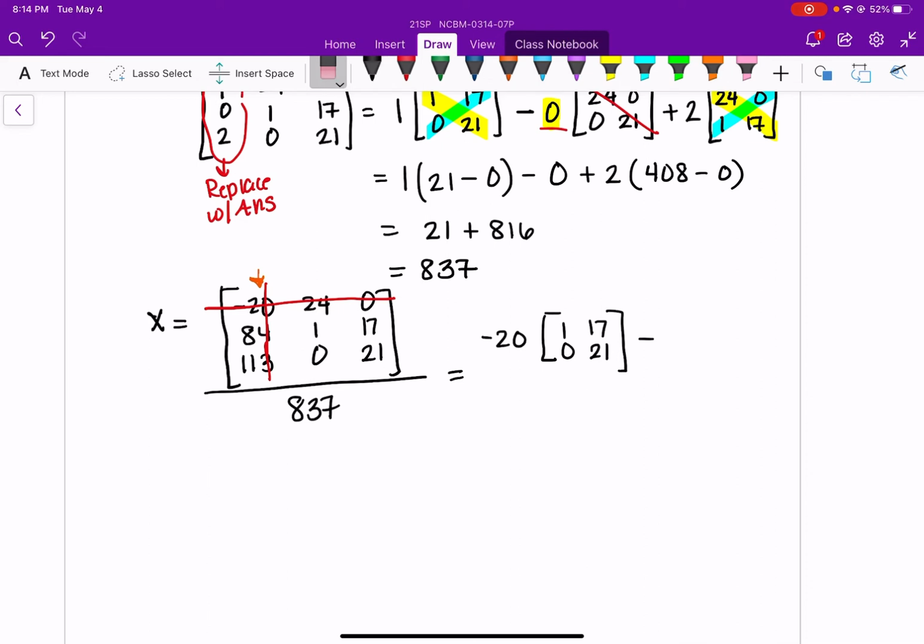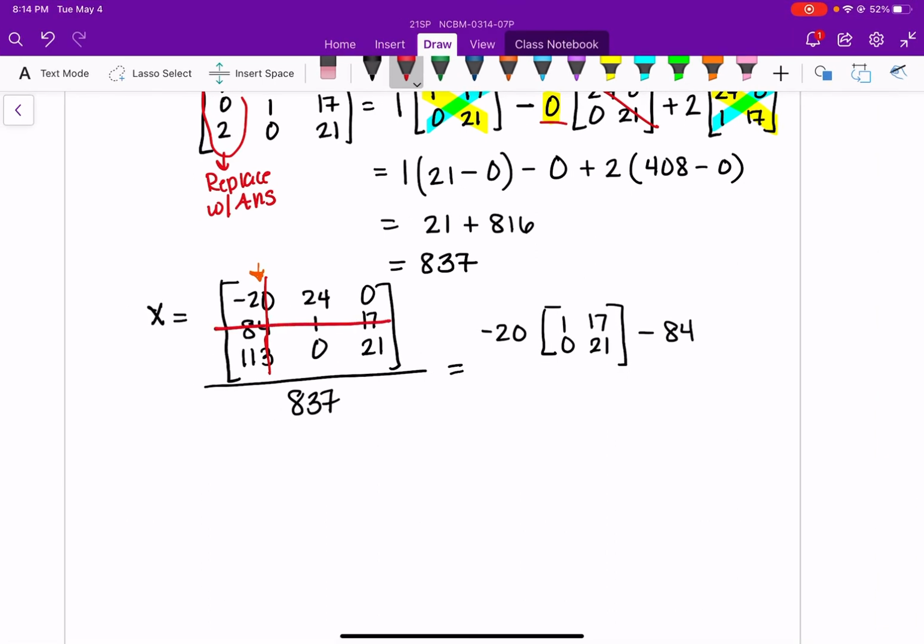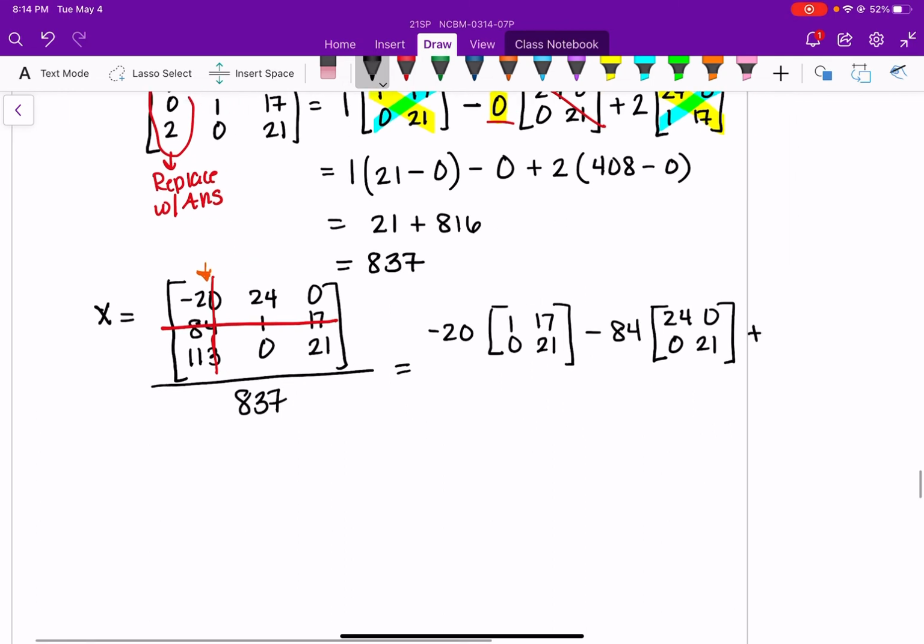minus, so now I do the same thing with the second one here. I've got 84. So I'm still taking away the first column. Now we're taking away the second row. So this is going to give us 24, 0, 0, 21, plus, and now we're doing the last one with the 113. So we've got 113. This is still taking away that first column. Now the bottom row. And we get the matrix 24, 1, 0, 17.